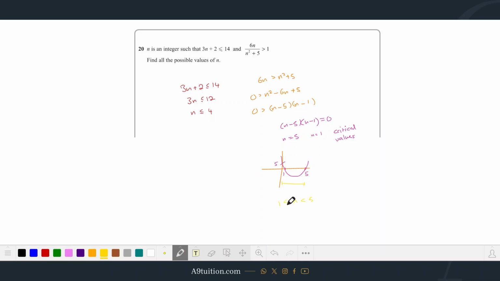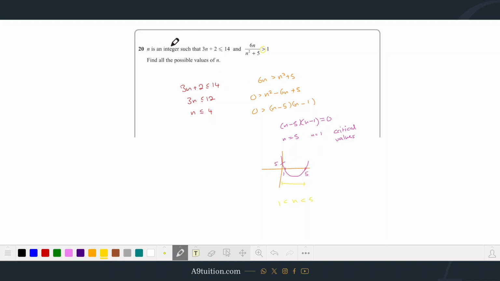And the reason we're not writing less than or equal to is because this original inequality was strictly more than, and it's remained strictly more than or less than throughout. So it's going to be the same here for the solution. So that means then the values of n have to be between 1 and 5, and they can't be 1 or 5. Now it says here, find all the possible values of n.